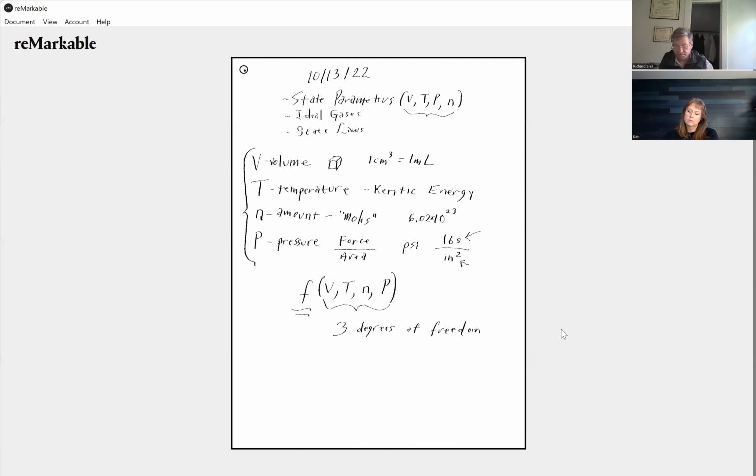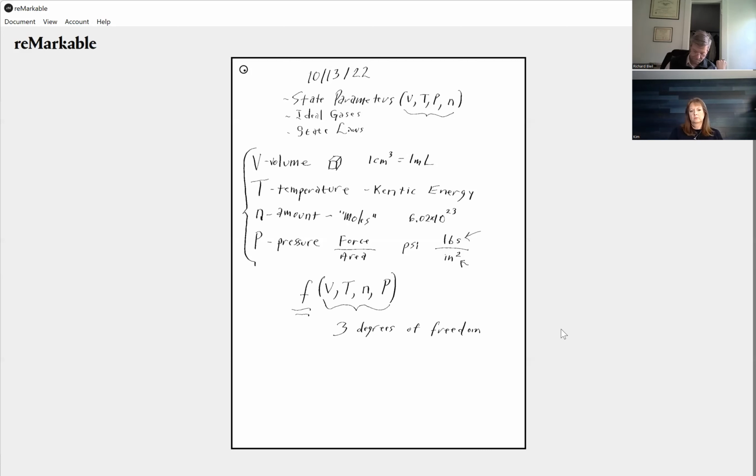What that means is, with 3 degrees of freedom, I can define any 3 of these parameters to be anything that I want. But once I define those 3 parameters, the 4th one is fixed. That 4th parameter has one specific value to make the state law valid. So if we have 4 parameters that we can define, we always have 1 fewer degree of freedom.